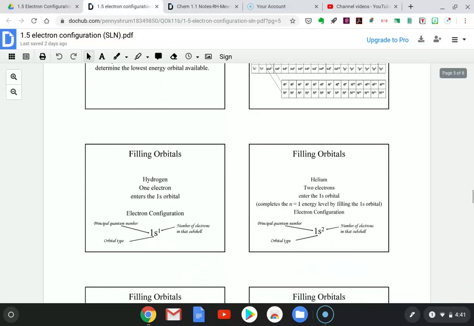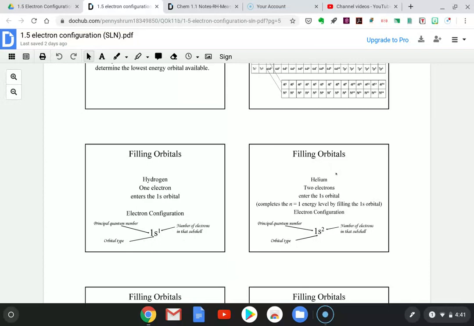So let's talk about that filling orbitals a little bit more. So hydrogen here has only 1 electron, has 1 proton. So if it's not an ion, if it's neutral, it will only have 1 electron. And that 1 electron will enter the 1s orbital. And so the electron configuration for hydrogen is 1s1. Again, the first number there is your principal quantum number. Your orbital type is s, and the number of electrons in that subshell is 1.